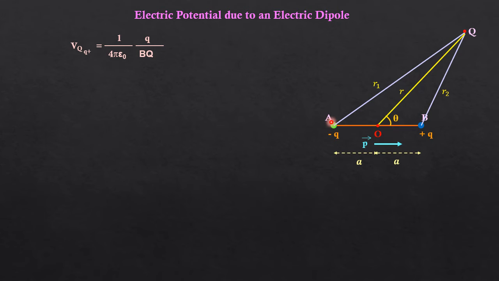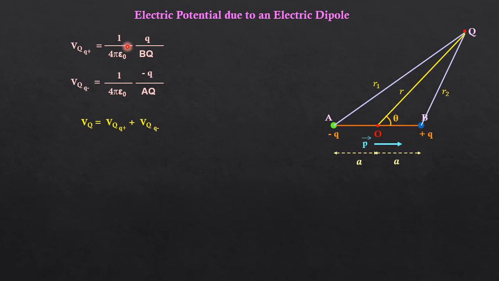The second potential is due to minus Q charge. So it is located at a distance AQ, or the distance R1. So you can write the expression as 1 by 4 pi epsilon naught minus Q divided by AQ. Since these potentials are scalars, in order to find the total potential, you have to simply add them. So you'll get the total potential at point Q is potential due to plus Q charge and potential due to minus Q charge.